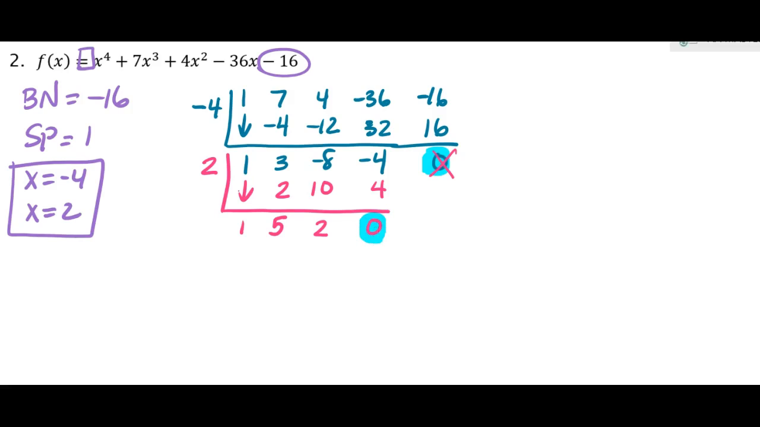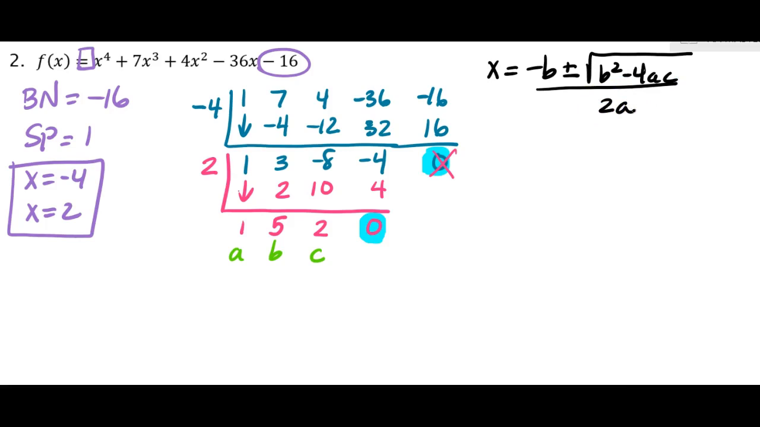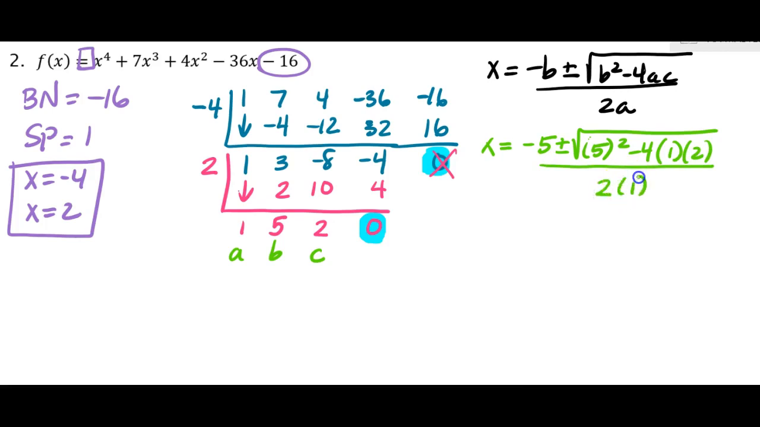So now we can do the quadratic formula. So this is my A, B, and C. I'm going to write down the quadratic formula up here, and I'm going to plug in A, B, and C into the proper places in this formula. So I would have negative 5 plus or minus the square root of 5 squared minus 4 times A times C, and that's going to be over 2 times A, which is 1.